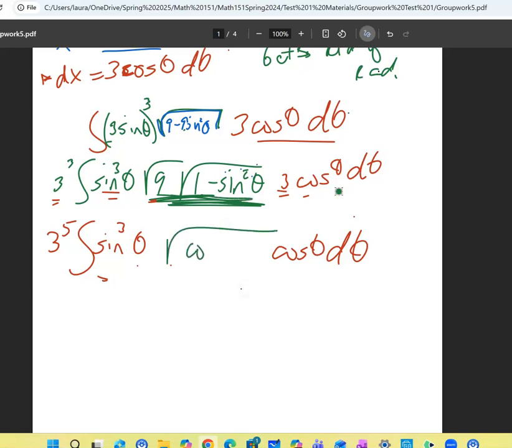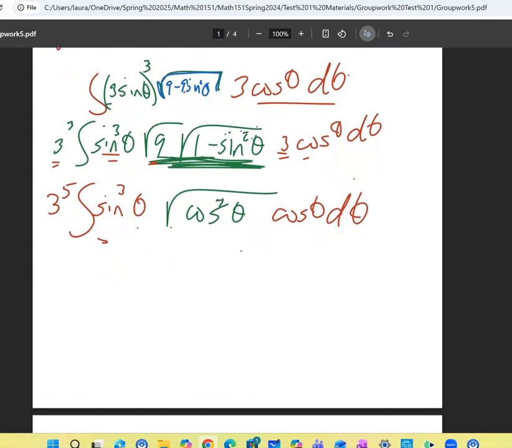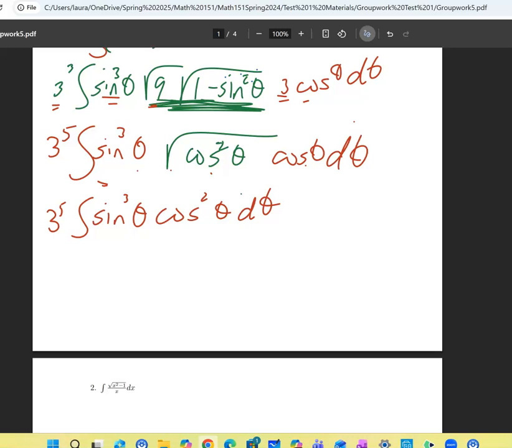Inside this radical, I've got a cosine squared. So I take the square root of the cosine squared, and that gives me a cosine. So I get cosine times cosine, so that's cosine squared theta d theta. All right, what do I do with that?